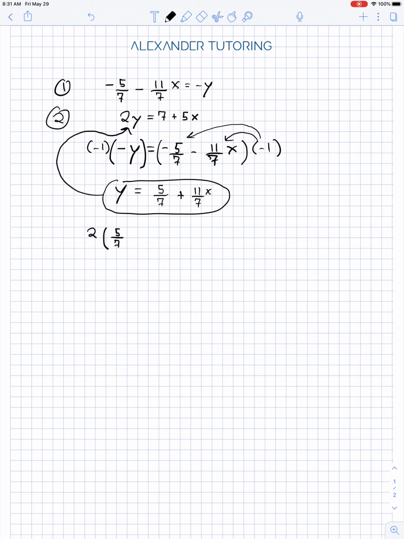So 5/7 plus, and I'm going to call this 11, I'm going to put the x on top, which is doable if you think of this as x over 1, right? And you know how to multiply fractions. You multiply across the top and multiply across the bottom. And the reason I'm going to do that is because it's going to make it easier in a second. Okay, equals. We've got to make sure and write down the right-hand side of the equation.